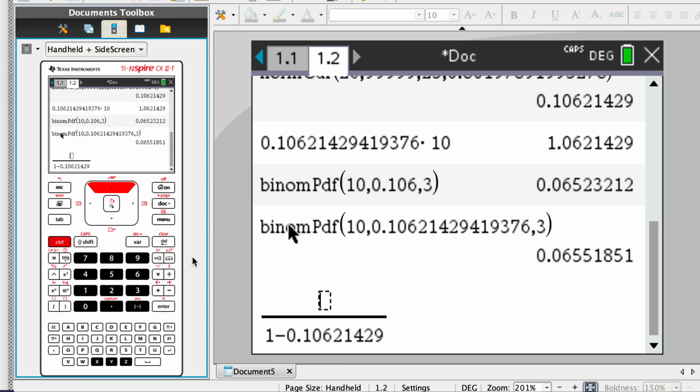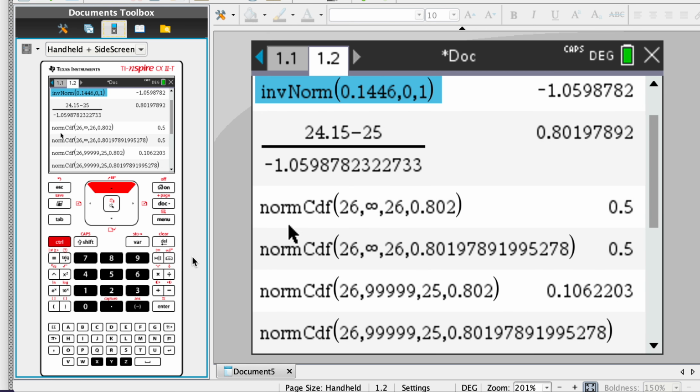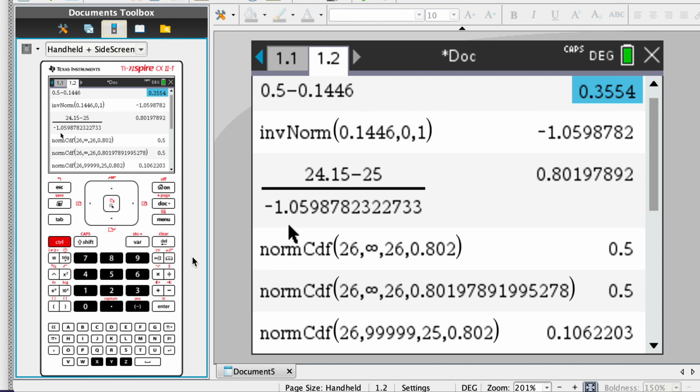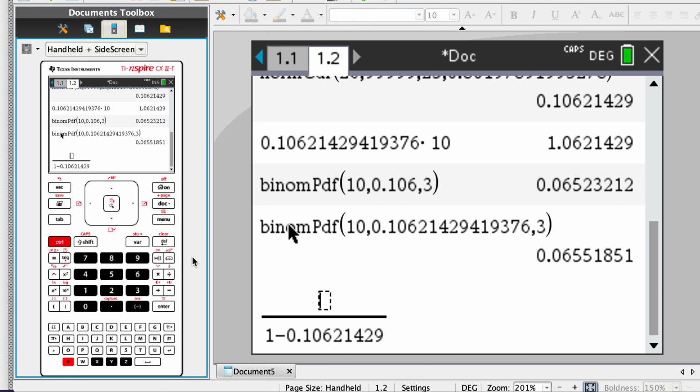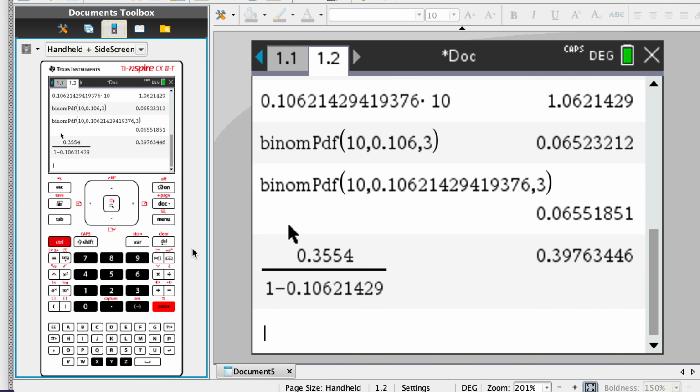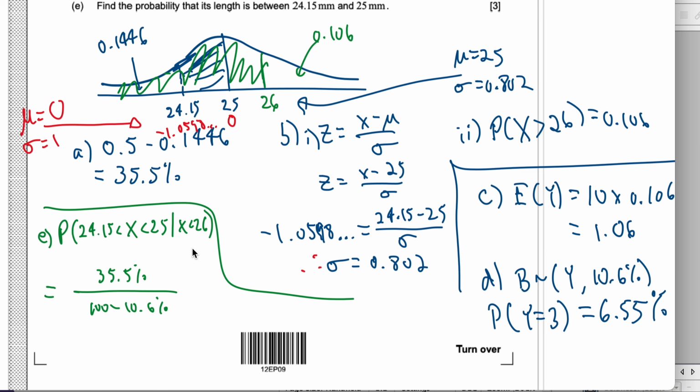Okay, and the numerator was from 0.3555, this one. Okay, it's not copying either for right now for some reason. So this is the answer. And to 3 significant figures is 0.398, or 39.8%.